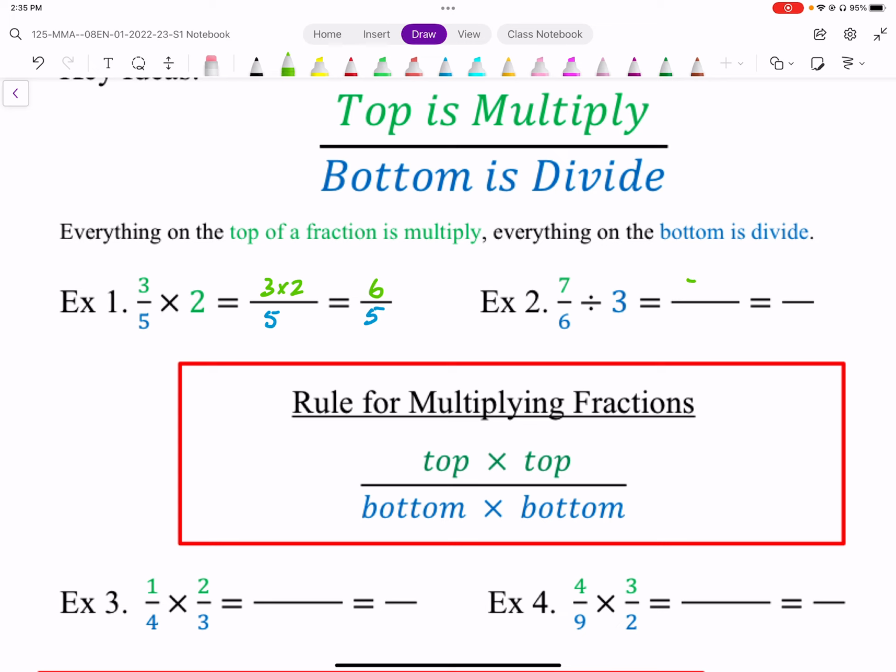So that 7 is a times by 7. The 6 is a divide. The divide by 3 is also a divide. So we're going to group that with all the divides on the bottom. And so now we have top times top, bottom times bottom. And we end up with 7 over 18 is going to be 7 divided by 6 divided by 3. So all the divides get grouped together on the bottom.